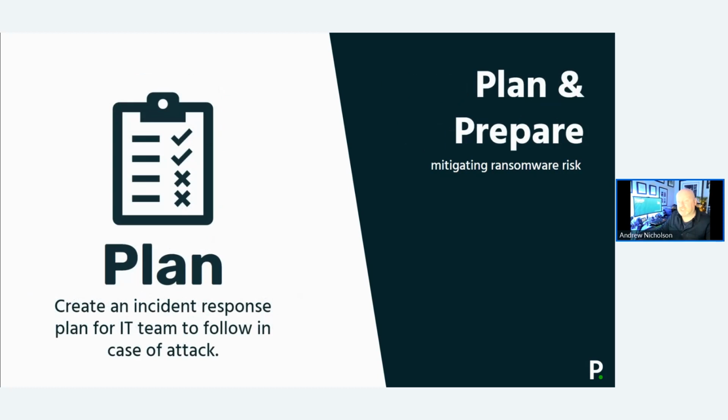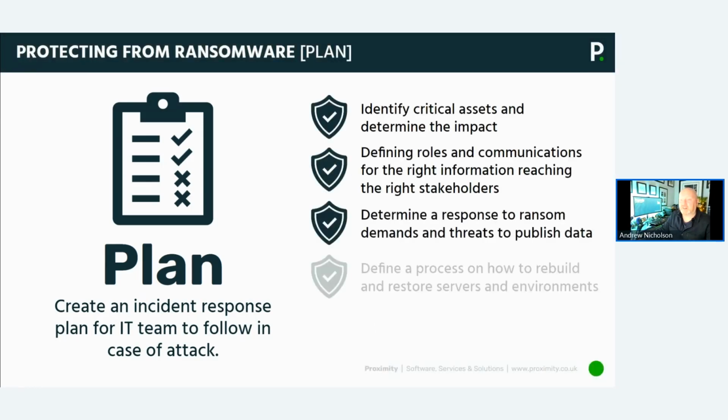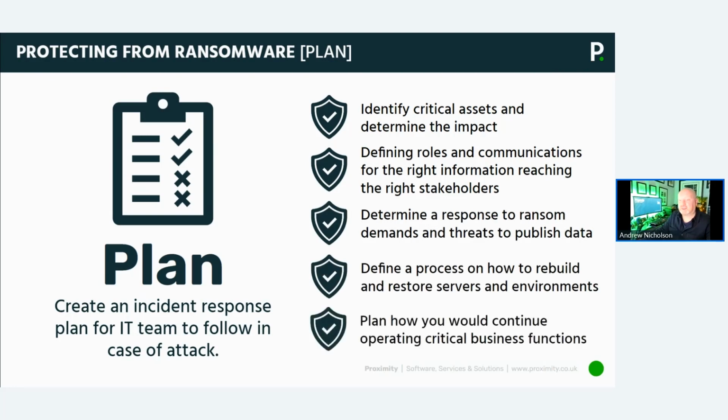Speaking of which, prepare for an unlikely incident, even if you think it would be unlikely. Create a response plan so your IT security team knows what to do during a ransomware event, or even all aspects of cybersecurity. Things to look at include identifying your critical assets and determining the impact to these if they were affected by a malware attack, defining roles of communication so that the people responsible can communicate effectively with the right information with the right stakeholders in a timely manner.